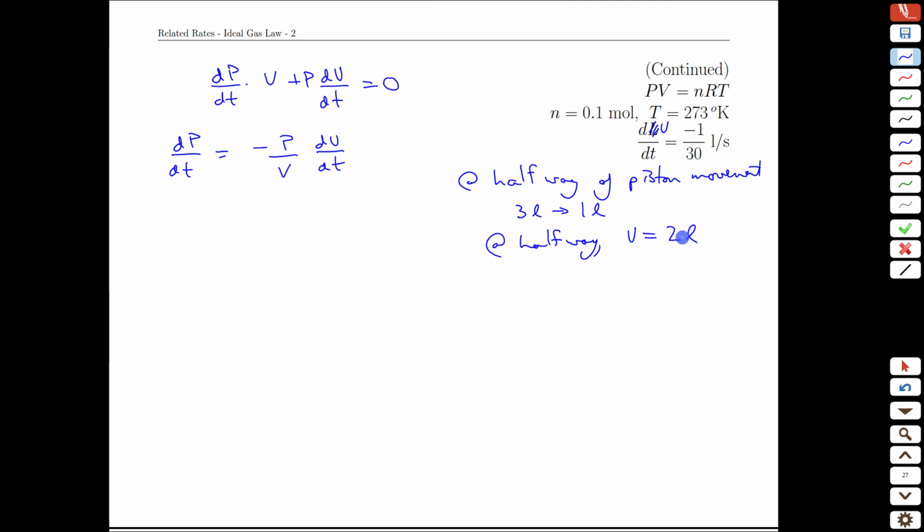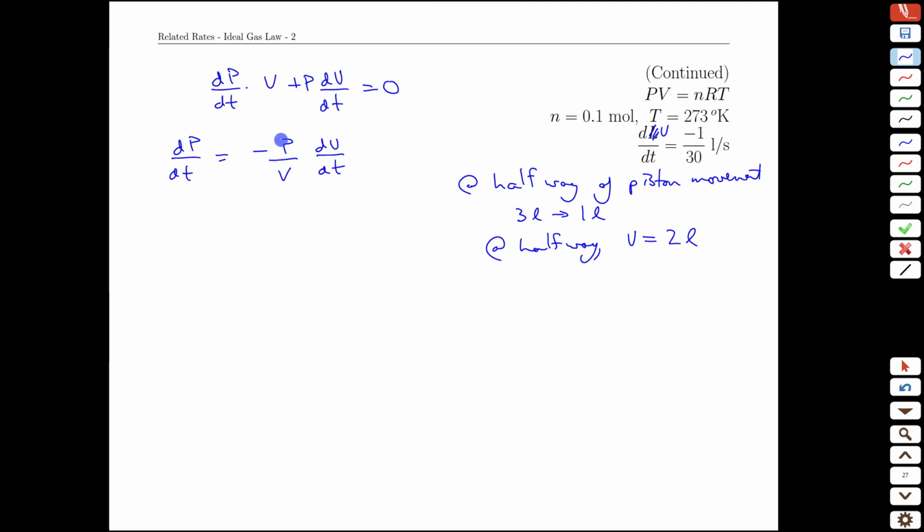So with our volume being 2 liters, we also need to know the pressure. For that, we're going to have to go back to our initial relationship, which would be pressure is nRT all over the volume. We know the number of moles is 0.1. We know the volume would be 2 liters. We know the temperature is 273. And anyone in chemistry should have this ideal gas constant somewhere in the back of their minds.